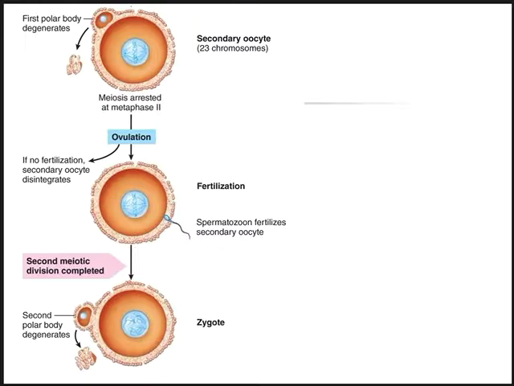Then they can fuse together and make the zygote, okay? So one more time, before ovulation, you have a secondary oocyte that has 23 chromosomes, each with a sister chromatid. So you could cross out the plus sign and put each.